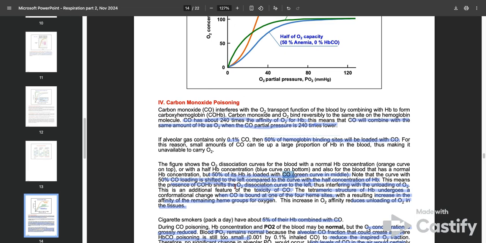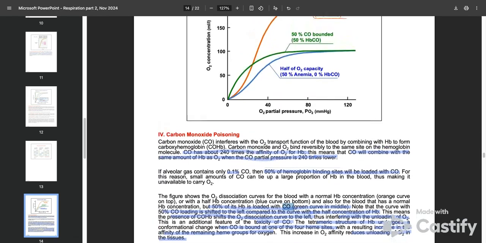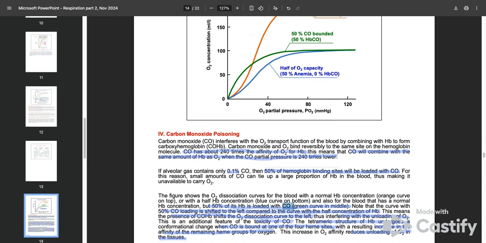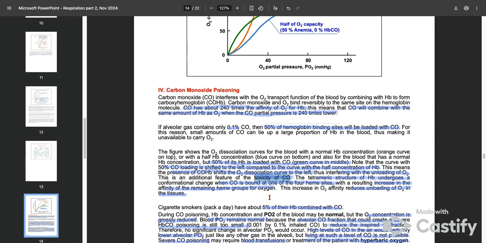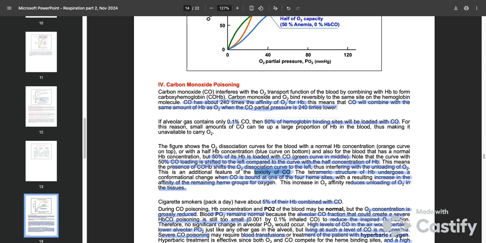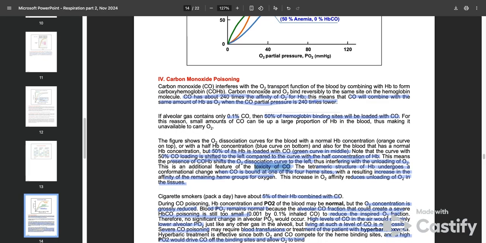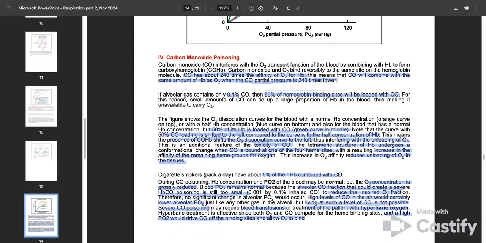The presence of carbon monoxide shifts the oxygen association curve to the left, interfering with the unloading of oxygen. When it shifts to the left, that means more affinity for oxygen, right? Now, how does that happen? This is part of the toxicity of carbon monoxide. It changes the structure of hemoglobin, and that makes oxygen less releasable, giving it a higher affinity to hemoglobin, all right? And now this is a problem.